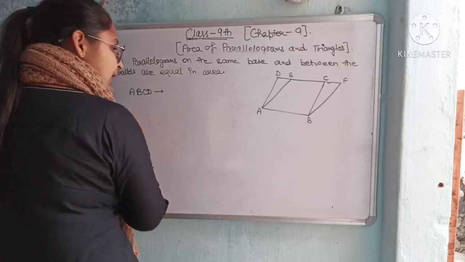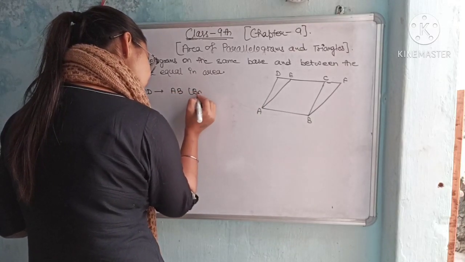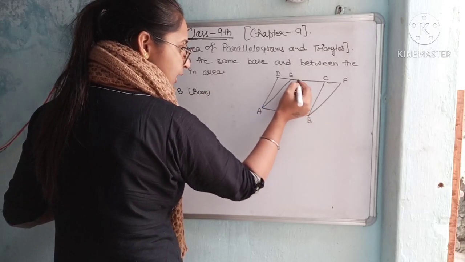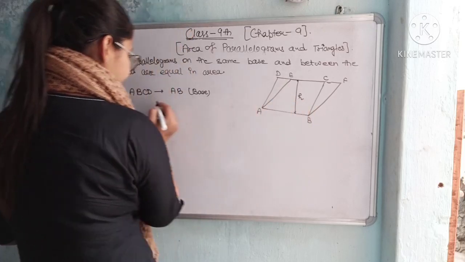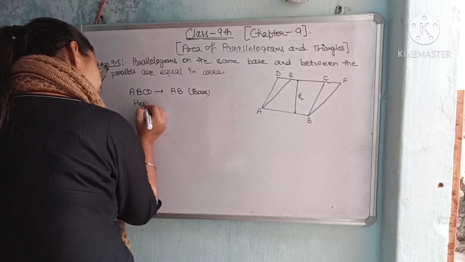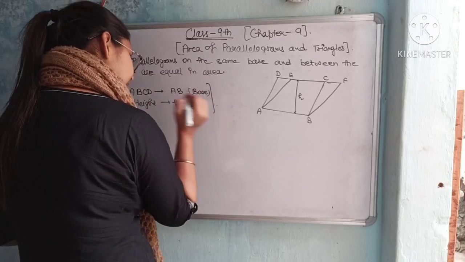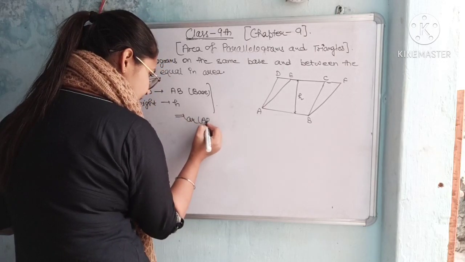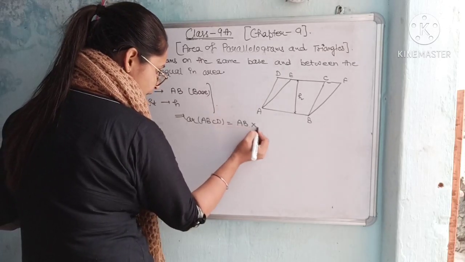ABCD has the base AB. This is the base, and the height will be this distance. Let's take this as H. Height is equal to H. This is for the first parallelogram. So the area of ABCD will be base AB into height.